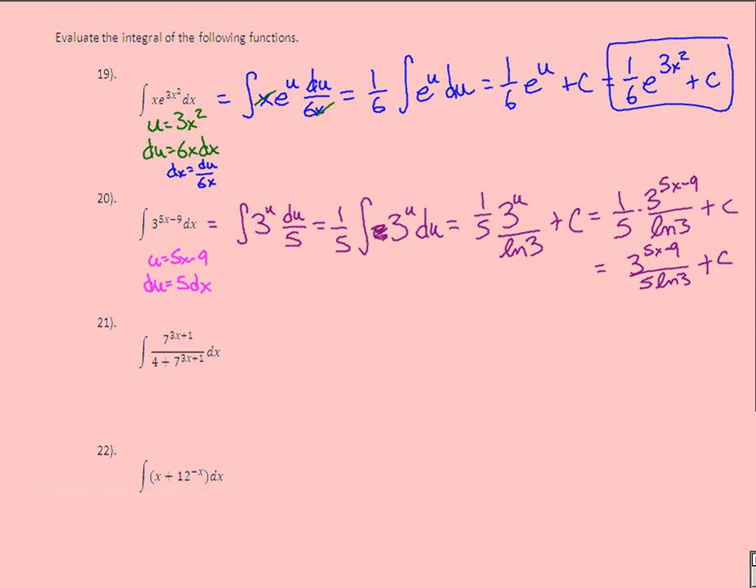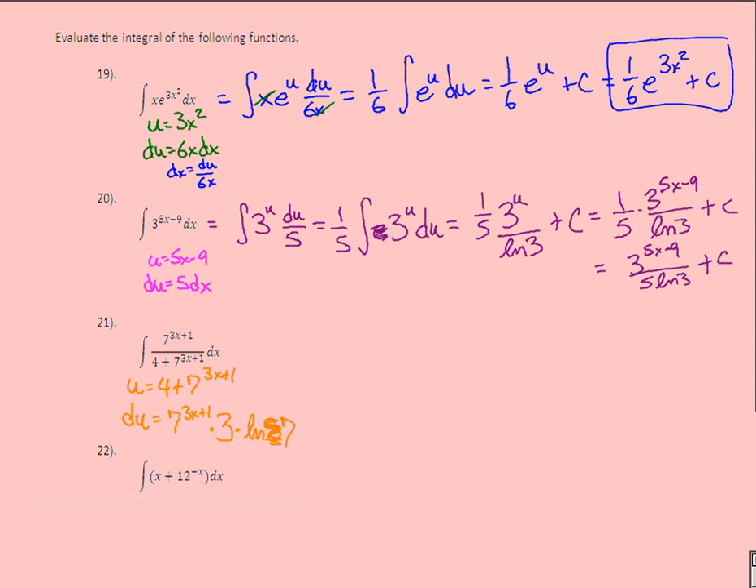Alright, the next one, number 21. If I take u as my top, then my derivative will not be able to cancel out this entire bottom. So I need to make my bottom be my u, 4 plus 7 to the 3x plus 1, and make my du be then, what would this derivative be? It's an exponential, so I rewrite the equation. I multiply by the derivative of the inside, and because my base is not e, I need to multiply by ln of the base. ln of, I did it again, not ln of 3, ln of 7.